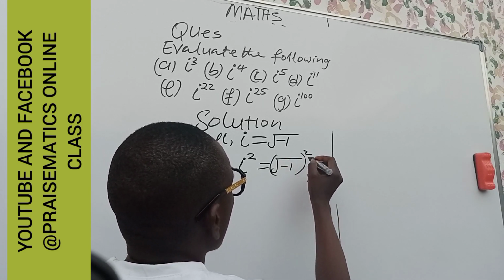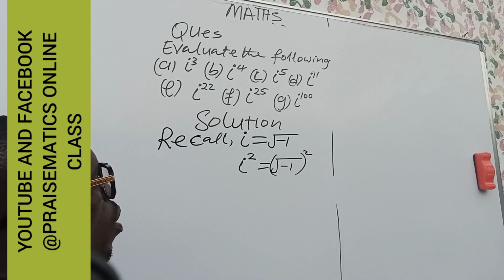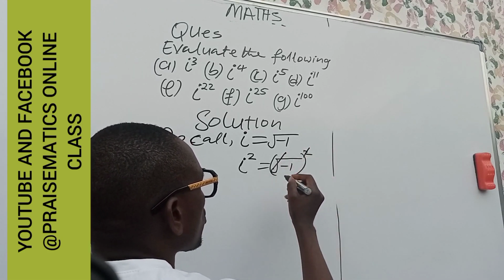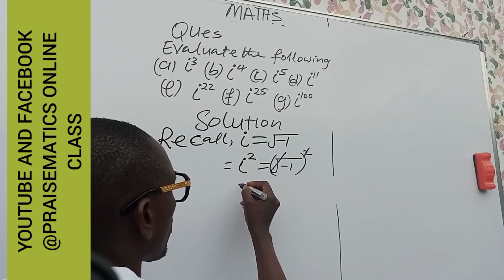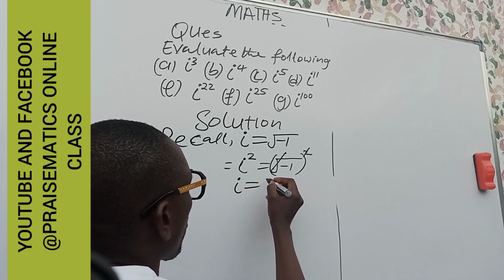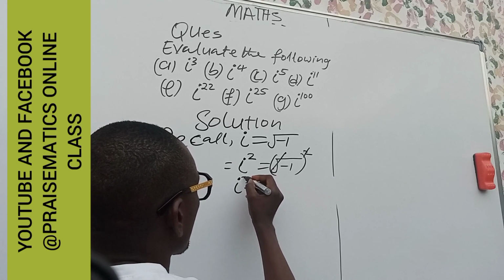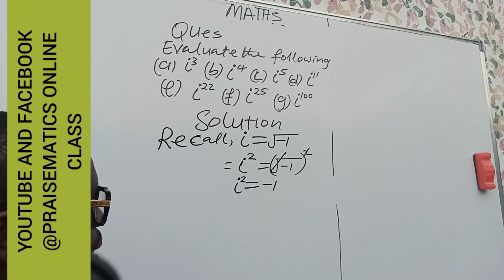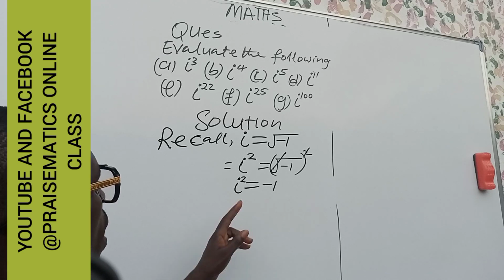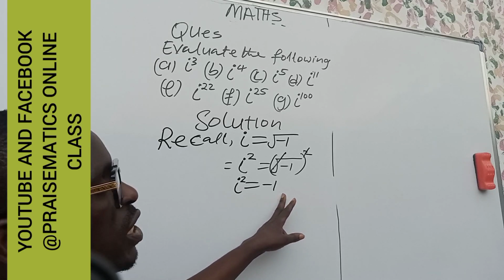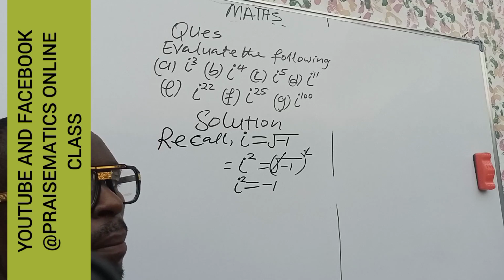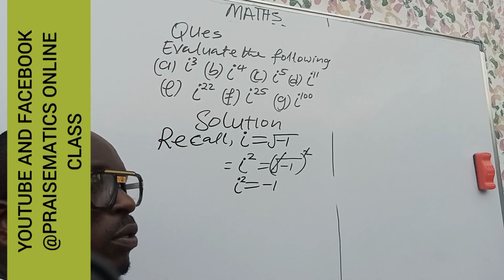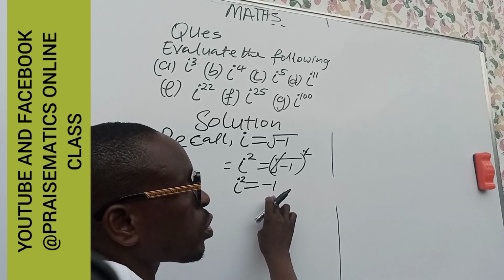the square of the square root of minus 1. So this square root will cancel this square. Now we are left with i squared is equal to minus 1. And that is it. So anywhere you see i squared, it represents minus 1.